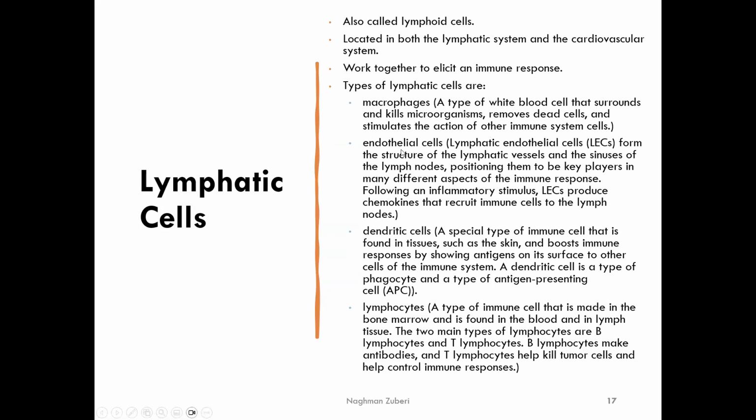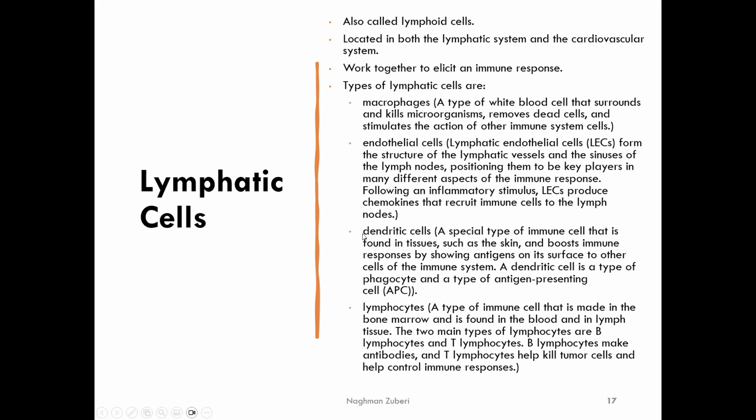Then comes the endothelial cells. Well, lymphatic endothelial cells, they form the structure of the lymphatic vessels and sinuses of the lymph nodes, positioning them to be key players in many different aspects of the immune response. Following an inflammatory stimulus, these lymphatic endothelial cells, which are also known as LECs, they produce chemokines that recruit immune cells to the lymph nodes.